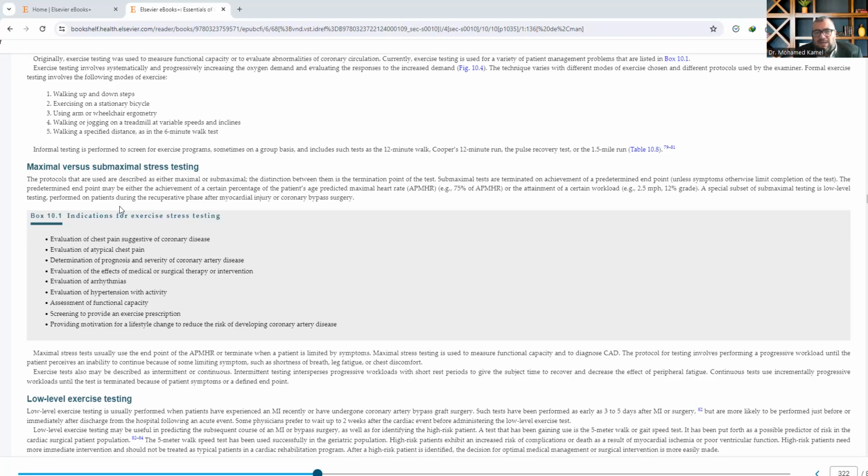Submaximal tests are terminated on achievement of a predetermined end point unless symptoms otherwise limit completion of the test. Unless the subject himself or herself tells you, okay, I feel some chest pain, I have some cramp, I feel so tired, I need to stop. So this is what's meant by symptom-terminated test or symptom-limited completion of the test. Okay, but some tests already have a predetermined level. Okay, I will reach stage 3 and I will stop. So I will not reach the maximal level.